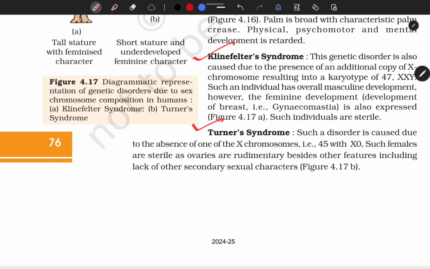Turner syndrome. Such a disorder is caused due to the absence of one X chromosome, that is 45 with XO. Such females are sterile as the ovaries are rudimentary, besides other features including lack of secondary sexual characters.